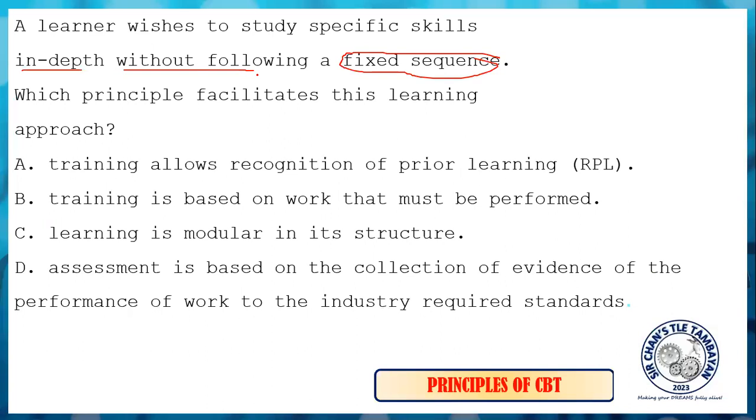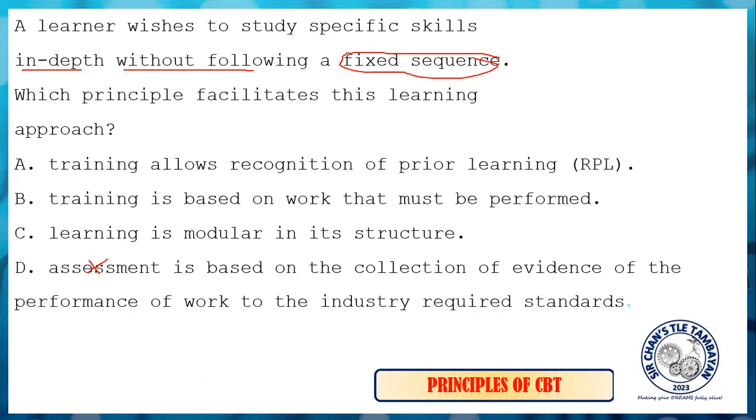Is it letter A, training allows recognition of prior learning? Or letter B, training is based on work that must be performed? Or letter C, learning is modular in structure? Letter D, assessment is based on the collection of evidence. You haven't assessed yet, therefore, you don't have an assessment yet.